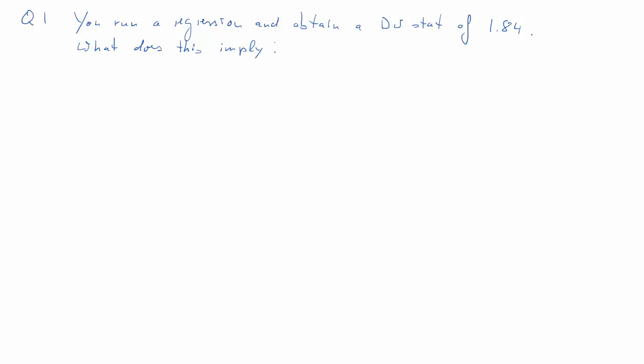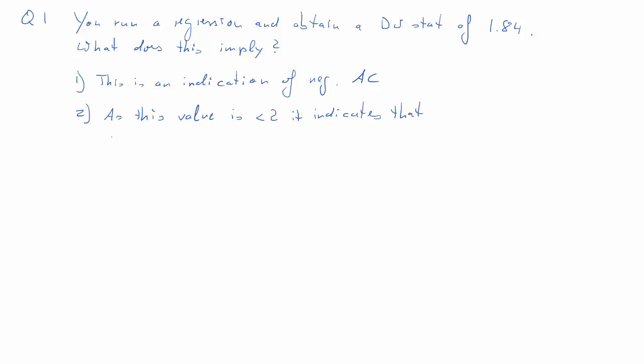Let's pose a question with respect to Durbin-Watson statistics. Assume you run a regression and obtain a Durbin-Watson statistic of 1.84. What does this imply in terms of autocorrelation? Here are five possible answers. First, this is an indication of negative autocorrelation. Second, as this value is smaller than 2, there is no statistically significant autocorrelation.